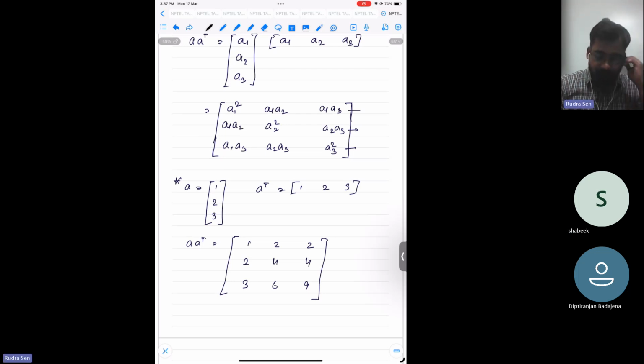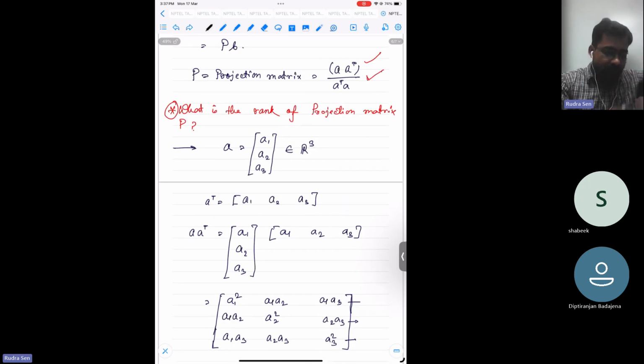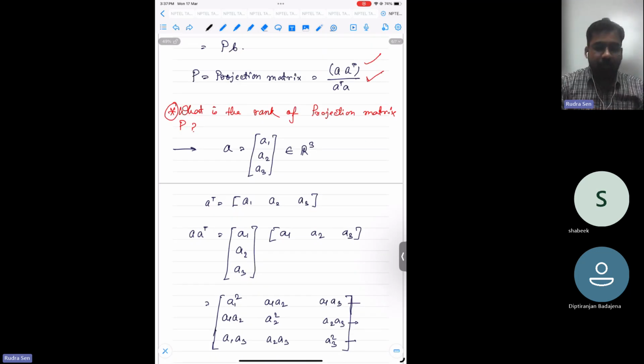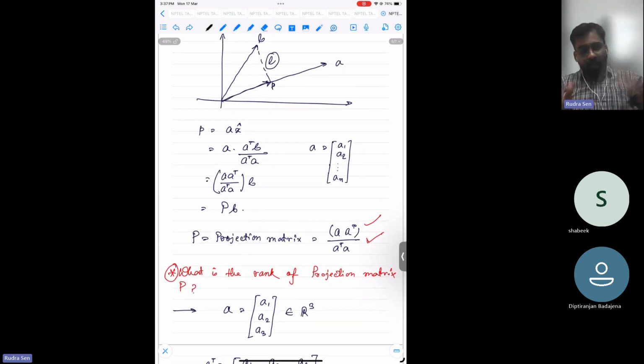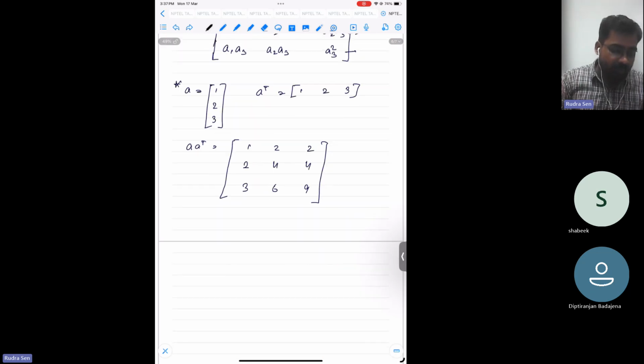Yes, sir. So if we multiply a column vector with its transpose, in every case we get a rank 1 matrix. So whenever we project any vector onto a line, we get a projection matrix which is rank 1.